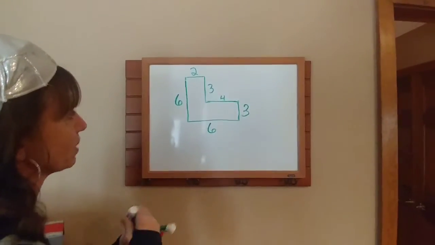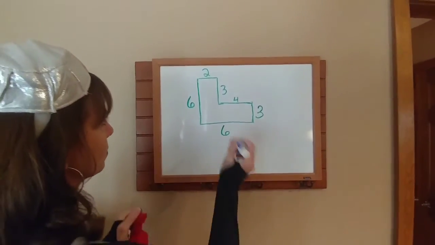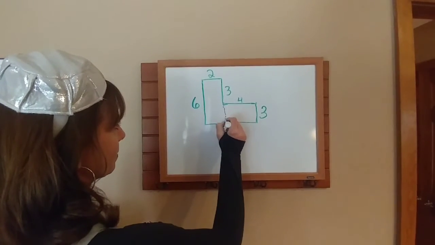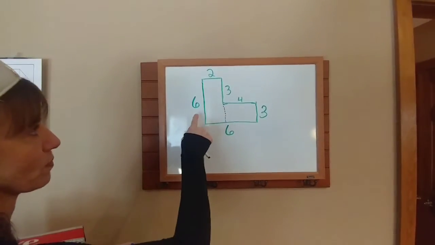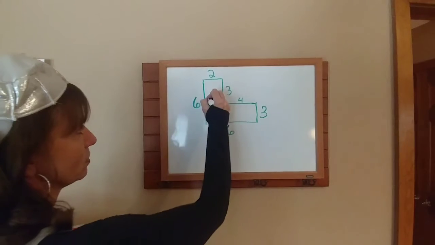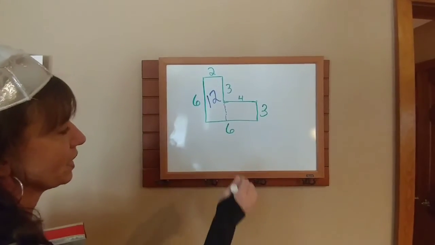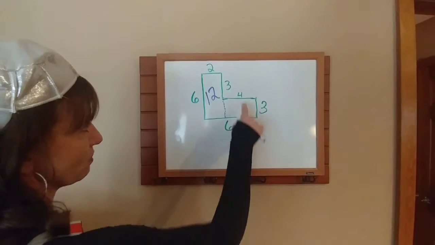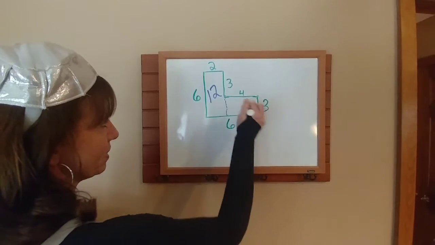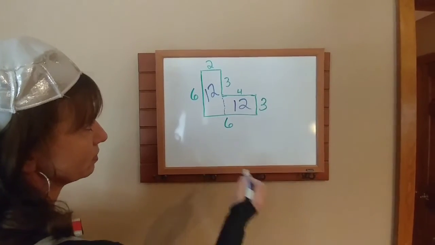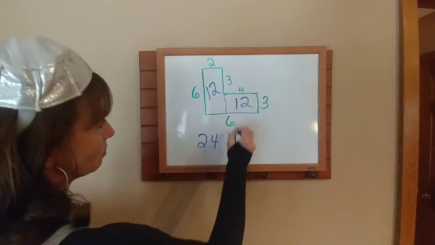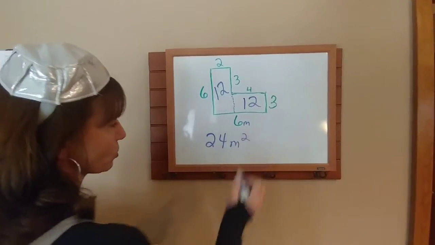I think the easiest way to do it is to draw the line this way. So now I have a rectangle that is 6 by 2. So this one is 12. And then I have to figure out these dimensions. Well, if this part is 4 and this is 3, then that part's 12, giving me a total of 24. We'll call it meters squared.